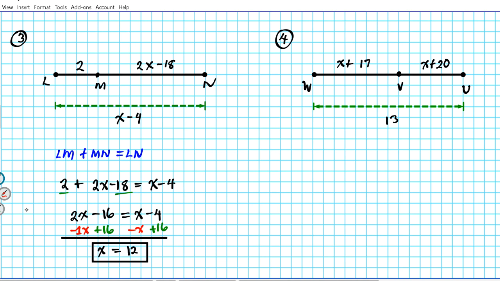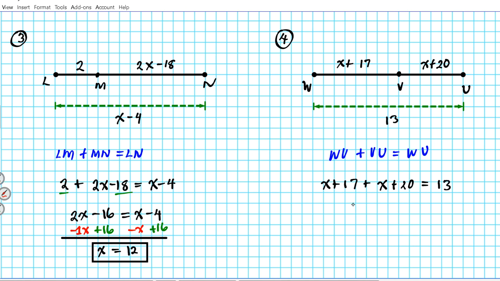So let's write down the segment addition postulate first. We have WV plus VU equals the entire segment, which is WU. So I'm going to go ahead and substitute. WV is x plus 17 plus VU, which is x plus 20, is equal to WU, which is 13.